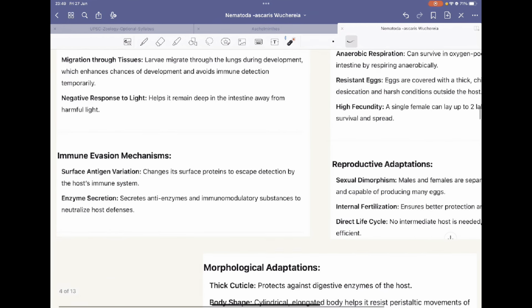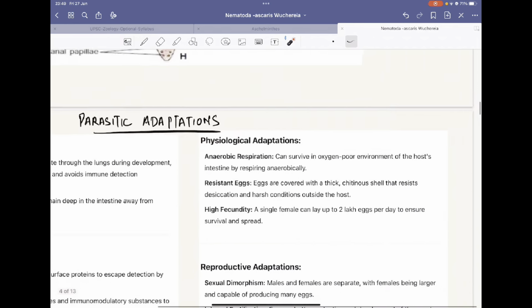There are immune evasion mechanisms present. The surface antigen variation on the surface of Ascaris tricks the host's immune system most of the time in order to avoid detection. Then we have enzyme secretions. They secrete some anti-enzymes in order to neutralize the host defense system.